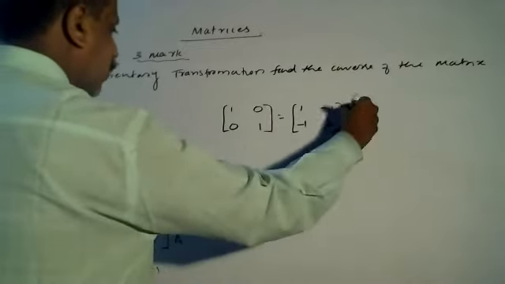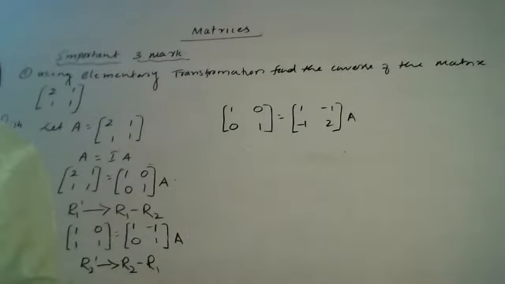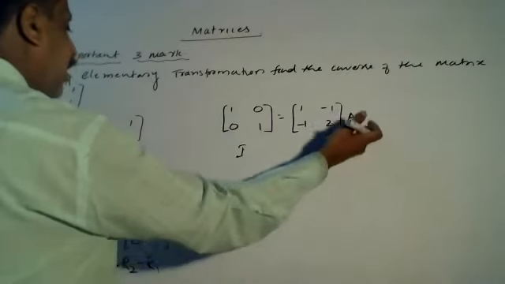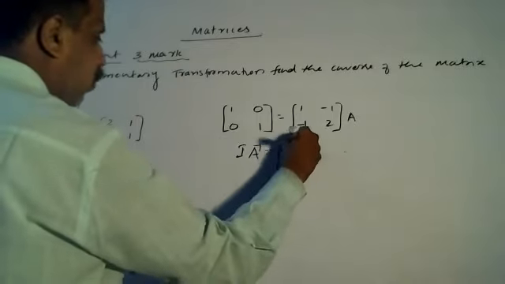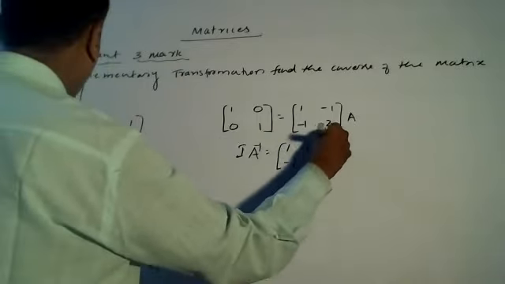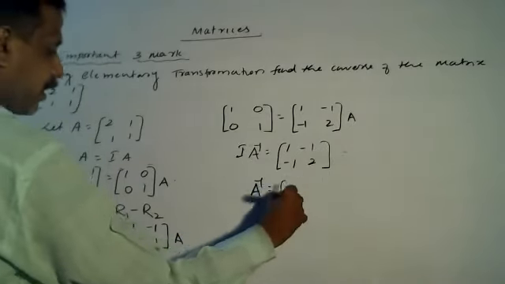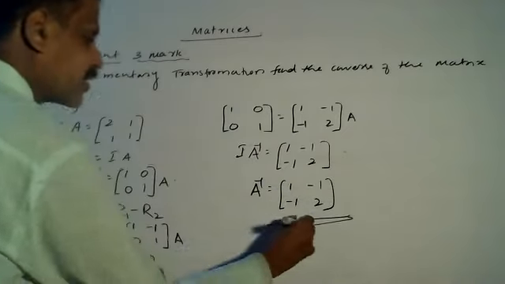So this is equal to A. Please see here, students: this became I, and A will come to this side. A inverse equals [1, -1; -1, 2]. So I into A inverse is A inverse, [1, -1; -1, 2], and this is your answer.